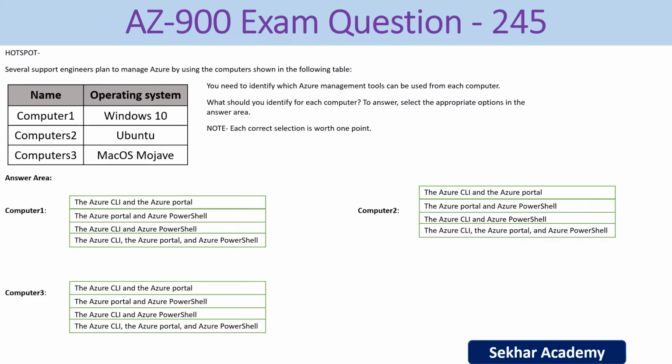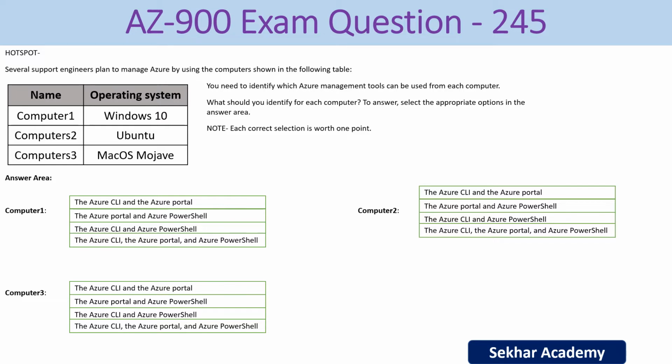Question number 245. Several support engineers plan to manage Azure by using the computers shown in the following table. You see that we have three computers. Computer 1 is running Windows 10, computer 2 is running Ubuntu, and computer 3 is running macOS. You need to identify which Azure management tools can be used from each computer. So you need to select the right option in the answer area.